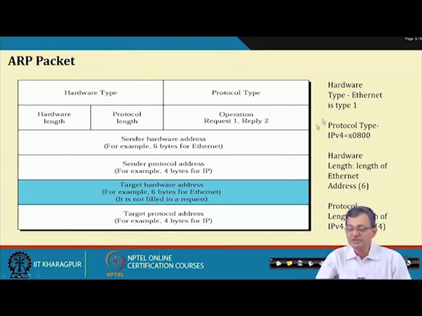The hardware type for Ethernet is typically 1. The protocol type for IPv4, which is predominant, is 0x0800. Hardware length is the length of the Ethernet address, in this case 6. Protocol length is the length of the IP address, which is 4. The operation is either request or response: for request we send 1 and for response 2.